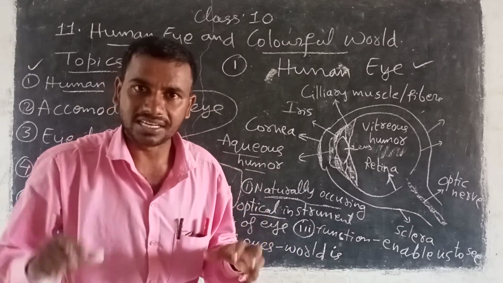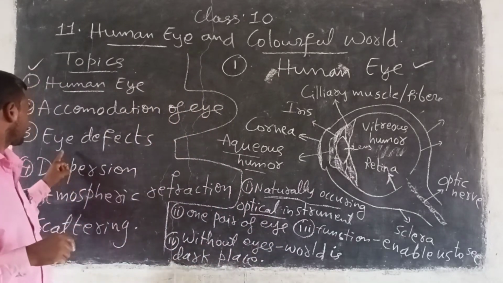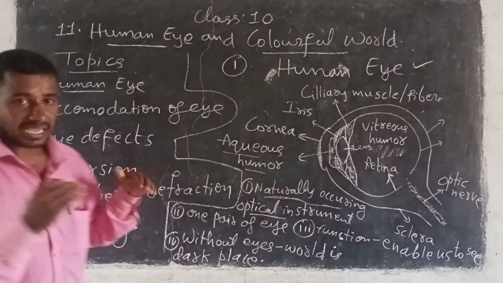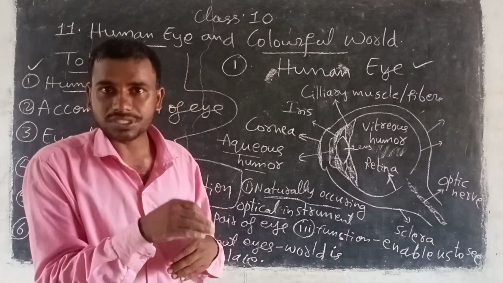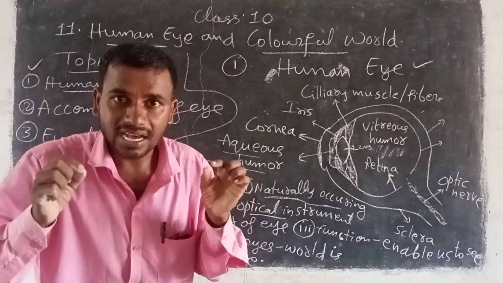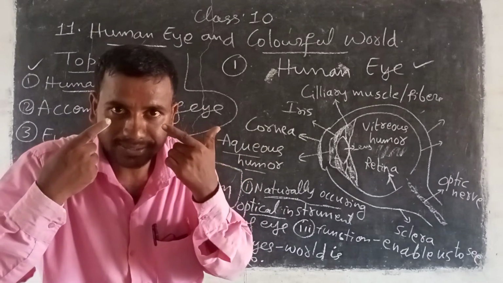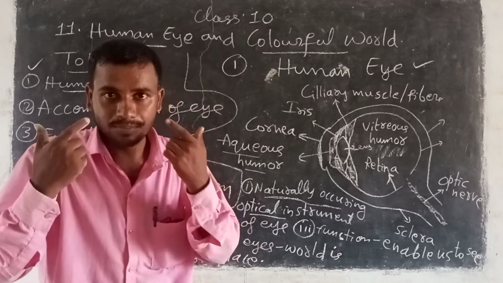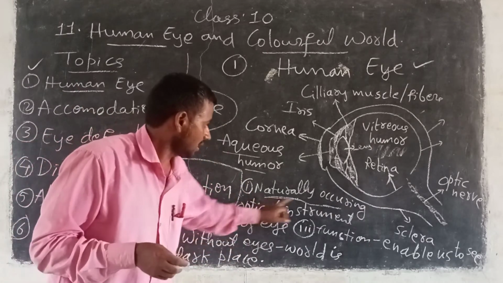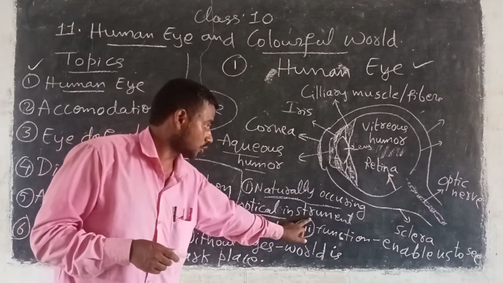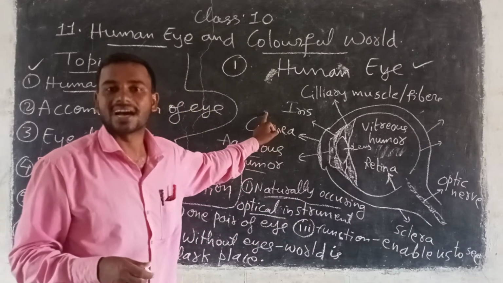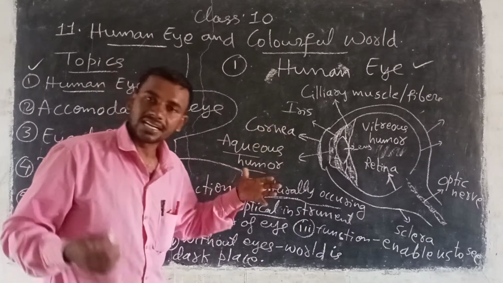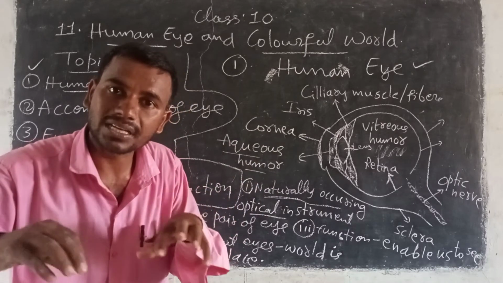Different glasses are there due to eye defects. But they are glasses, optics outside. But God given natural optics to us. Natural optics, they are very important for us. Look here, the naturally occurring optical instrument is called our human eye. Human eye is a naturally occurring optical instrument.